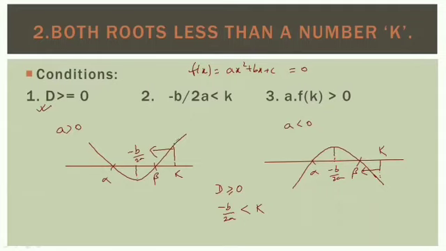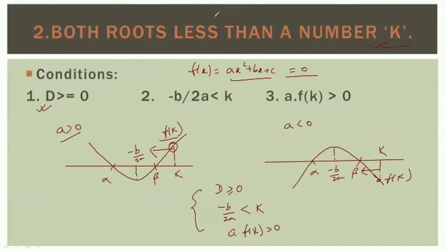Now f of k is positive when a is positive and f of k is negative when a is negative. So again we can see the same condition that we saw in the last case, that a into f of k will be positive. So these are the three conditions for both roots of the given equation x square plus bx plus c equal to 0 to be less than a given number k.